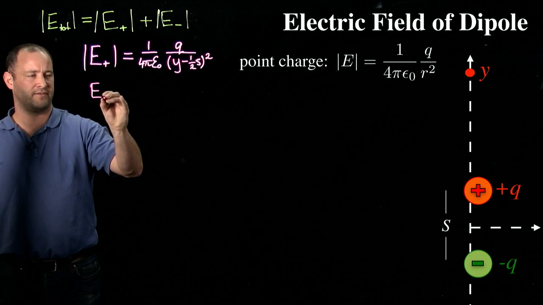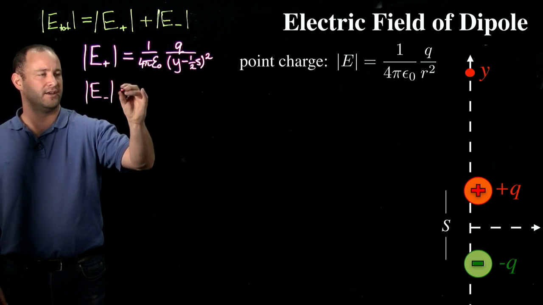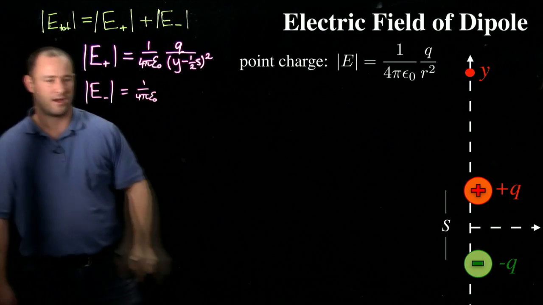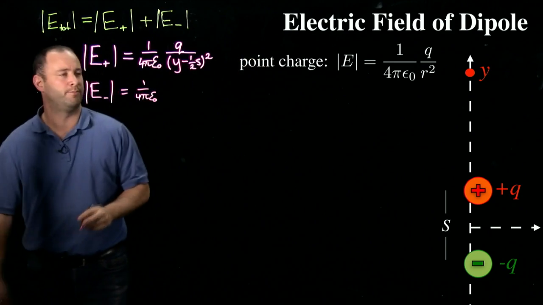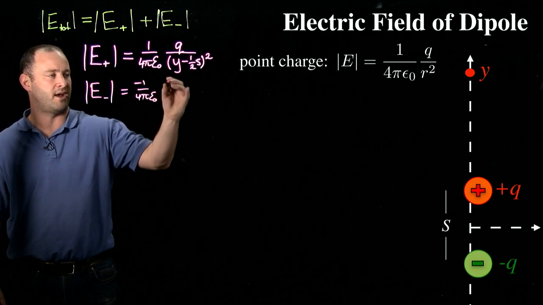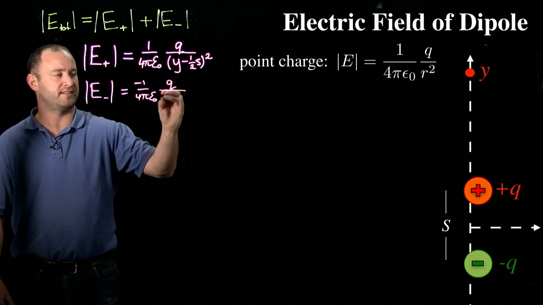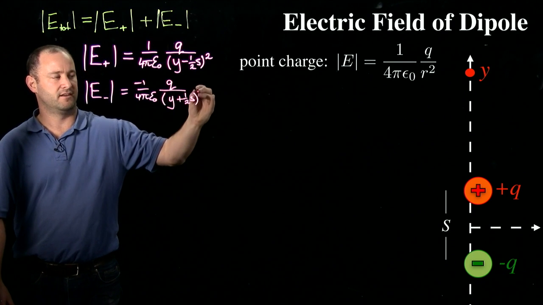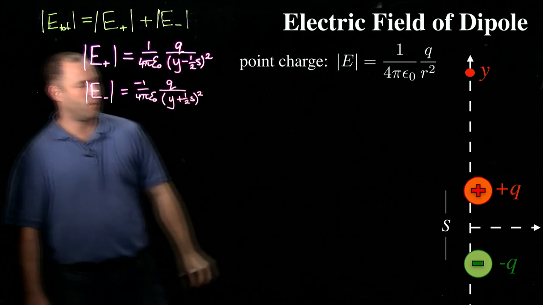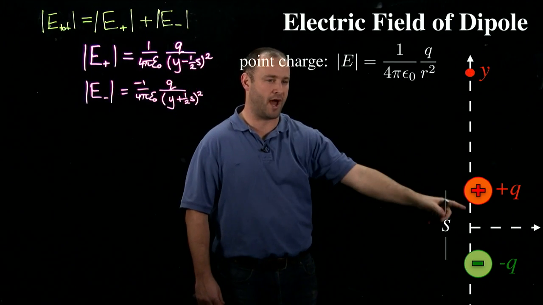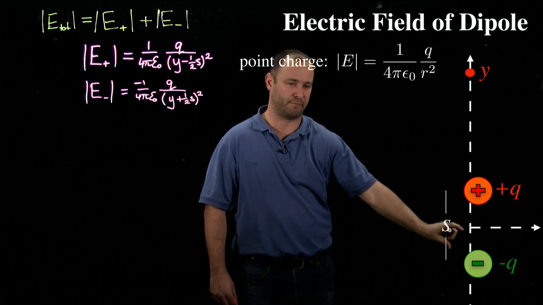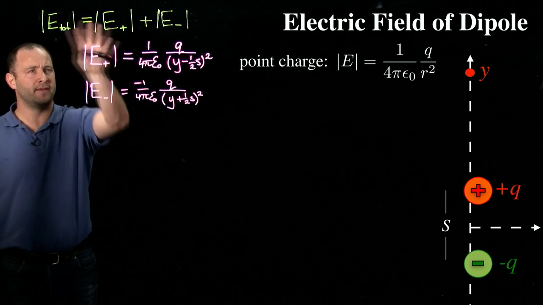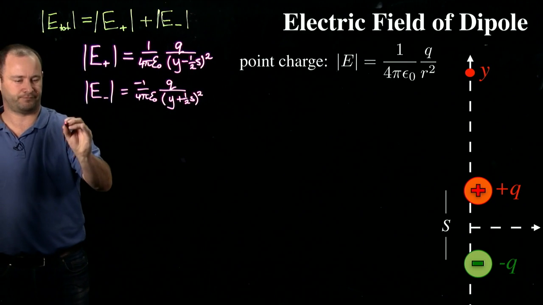Likewise, I can write down the value of the electric field from the negative charge. This is simply 1 on 4 pi epsilon naught. This time the value of my charge is not positive q but negative q, so this introduces a minus sign up here, and this time my distance is y plus 1/2 s, which I again have to square. That's because I've got to go the whole way from y down to the x-axis, plus another half of s, half the distance of the dipole. This is basically enough to set up my entire thing.